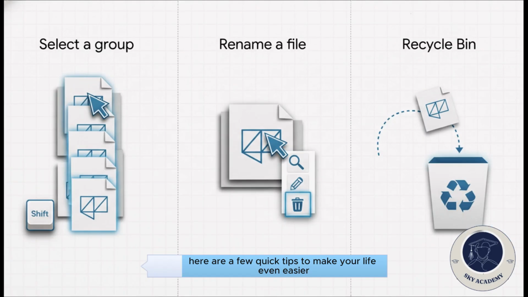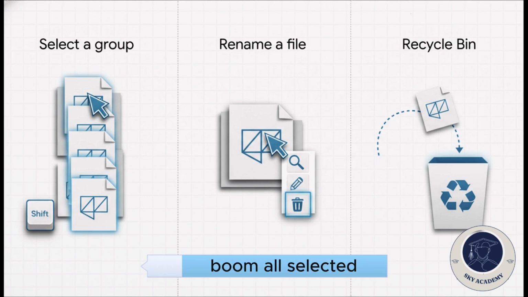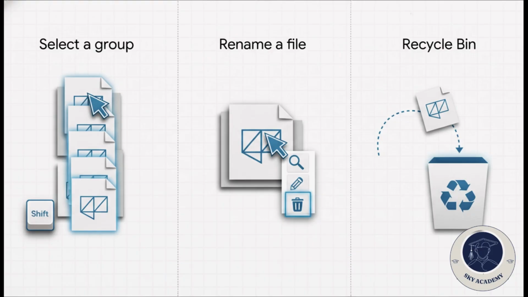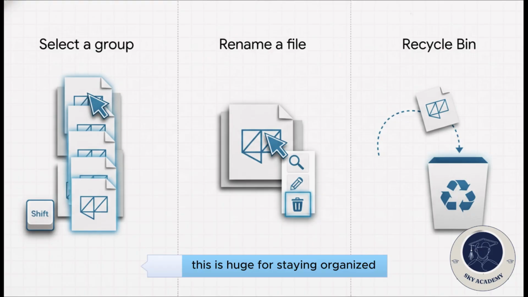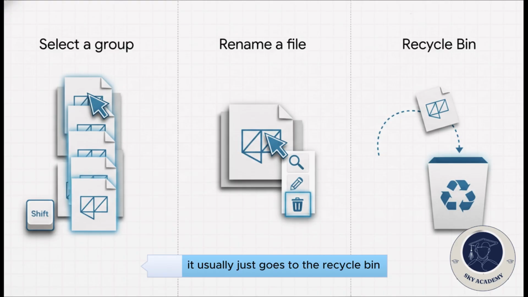And hey, here are a few quick tips to make your life even easier. If you want to select a whole bunch of files at once, just click the first one, hold down the Shift key, and then click the last one in the list. Boom, all selected. To rename a file, just a simple right-click and rename. This is huge for staying organized. Calling a file 2024 Q3 Sales Report instead of Document 1 is a game changer. Oh, and don't forget, when you delete a file, it usually just goes to the recycle bin, so you have a second chance before it's gone for good.